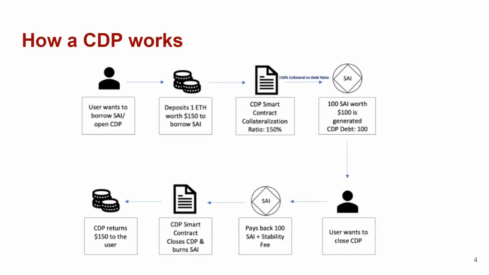Once the user is ready to pay back his debt, he or she pays $100 worth of DAI plus some stability fees to close the CDP contract. Once this is done, the CDP burns the returned DAI and will return the collateral to the user.